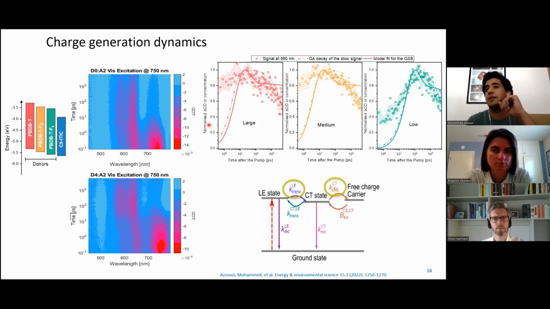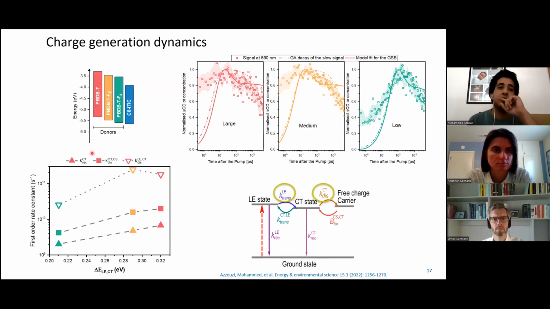And we can see here that when we reduce the offset, the spectra change significantly, and this can be explained by change in the rates of dissociation of the CT to CS as well as the LE to CT state with change in the offset. So going from high offset to low offset, we reduce this dissociation rate as well as we reduce the recombination rate overall.